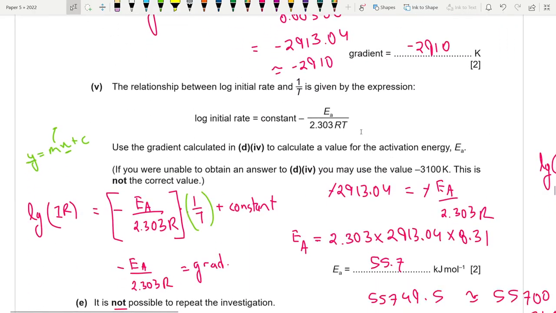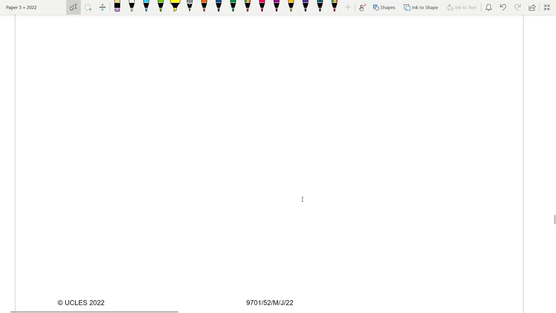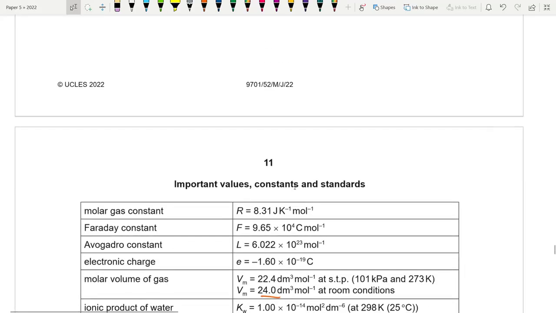What about activation energy? It's basically energy, so joules. But what about 2.303? It has no unit since it's a constant. What about R? Here I multiplied 2.303 into R into the gradient. So the gradient has a unit of Kelvin. R has this unit over here. R has a unit of joule per Kelvin per mole. Okay, so if you multiply joule per Kelvin per mole and Kelvin, you're going to get rid of the Kelvin and you're going to end up with joule per mole.